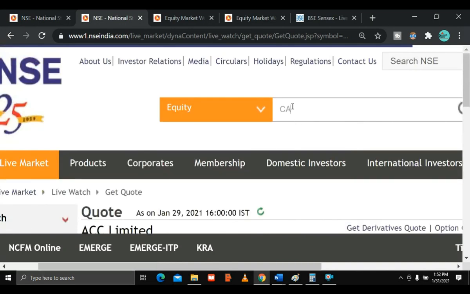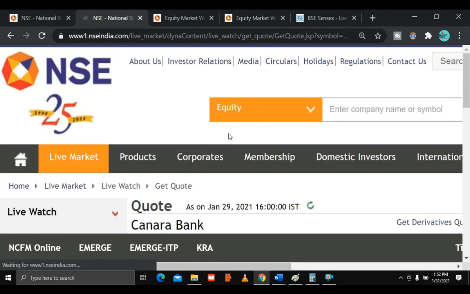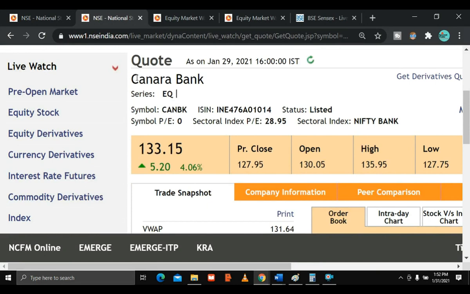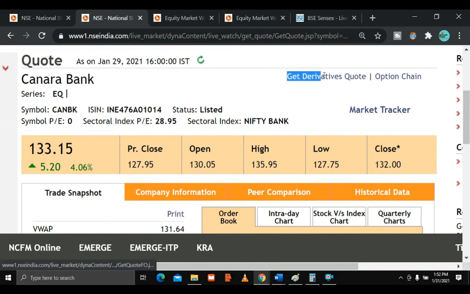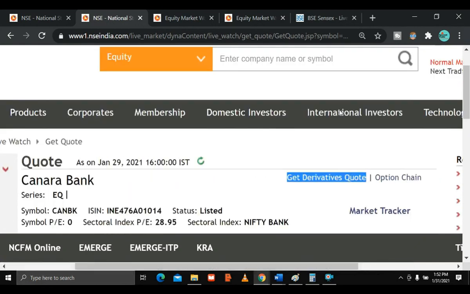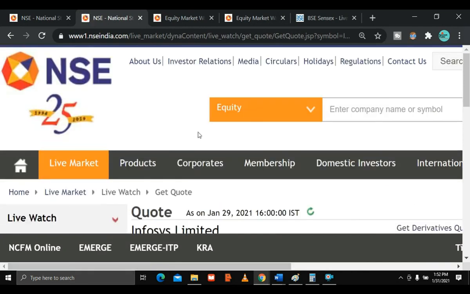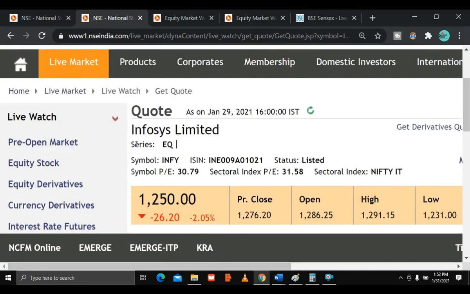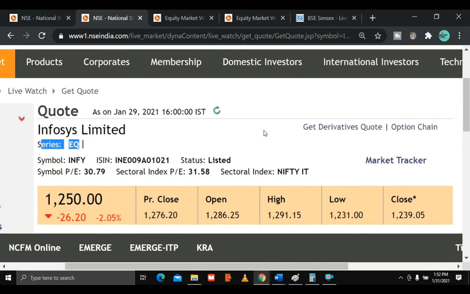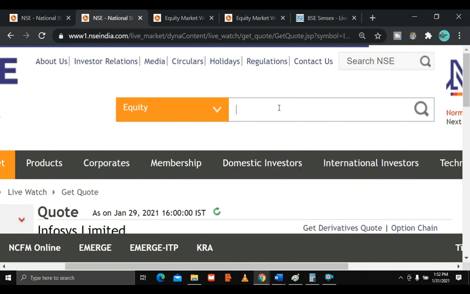If I go back and check something like Canara Bank, as you can see here, this is equity, and if I go to the corner, look at the derivatives, right? That means ACC has an equity and a derivative section, and Canara Bank also has an equity and derivative section. One more stock to finish this, to give a conclusion. Here I'm taking Infosys, and this is the equity segment, and this is the derivative segment. All three stocks we checked have equity and derivative.